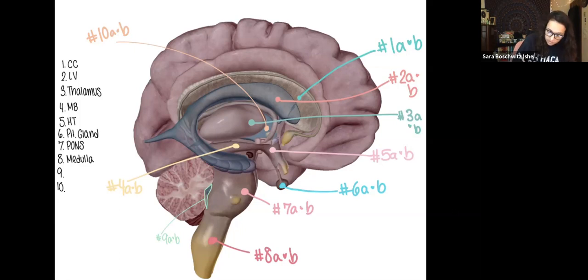Okay, number 9, so is that little one over there? That's going to be the 4th ventricle. Right, so the 4th ventricle is also going to be carrying that CSF. I went a little out of order on those ones, but number 10 is going to be the 3rd ventricle. Right, so all of those are going to be carrying cerebrospinal fluid.